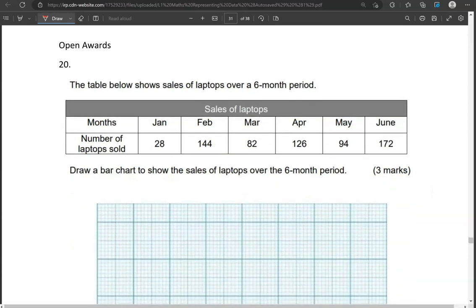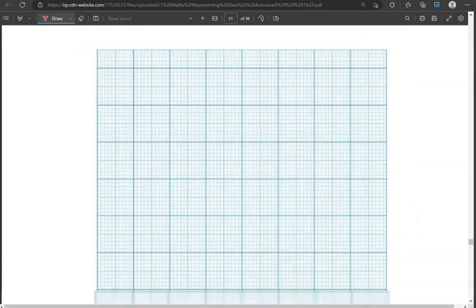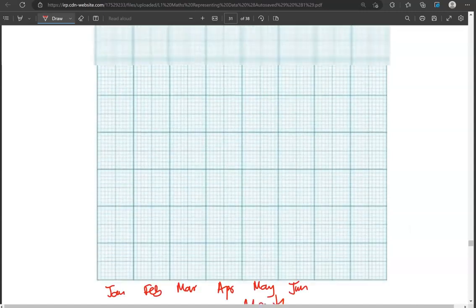The table below shows sales of laptops over a 6-month period. Draw a bar chart to show the sales of laptops over the 6-month period. So we'll show the months horizontally and the number of laptops vertically. There are 1, 2, 3, 4, 5, 6, 7, 8 squares, so I'll give them 1 each. There is no space for gaps in between.